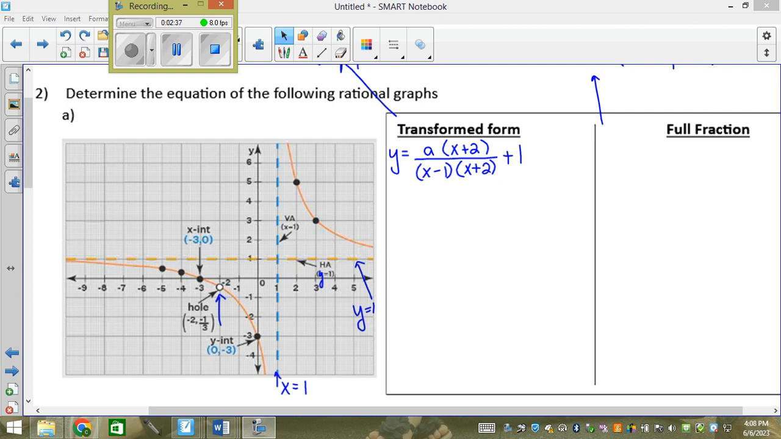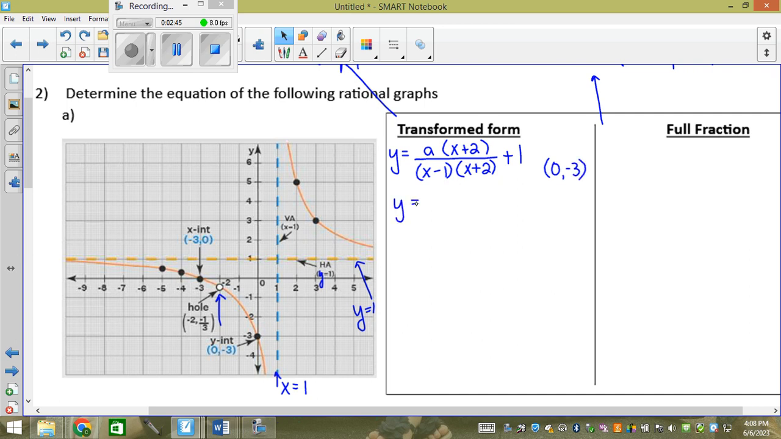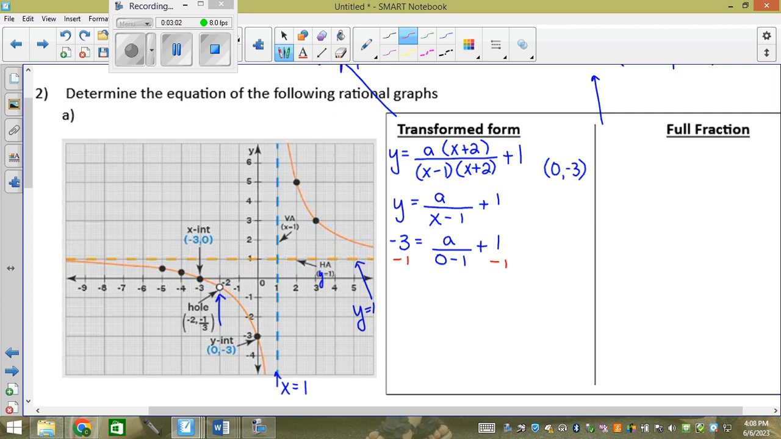So I'm going to use the y-intercept because it's bolded and the coordinates there. So it's at 0 and -3. And I'm going to plug it into the simplified one. So that's a over x minus 1 plus 1, and I'm going to solve for the a. So I'm going to get -3 equals a over 0 minus 1, plus 1. Subtract my 1 over. And I get -4 equals a over -1, multiplied by -1. And I get a equals 4, and I need to rewrite my equation.